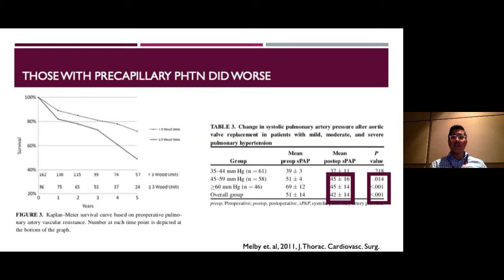The graph on the left shows the survival curve of patients with pre-capillary pulmonary hypertension with a PVR, or pulmonary vascular resistance, greater than 3 Wood units in the solid black line, did significantly worse than patients with post-capillary pulmonary hypertension with a PVR less than 3 Wood units in the dotted line.